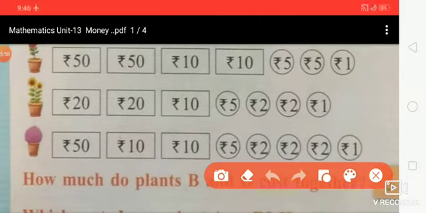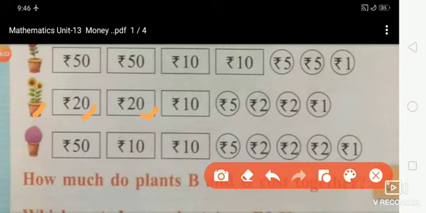Now next, sunflower. 20 rupees note, 20 rupees note and 10 rupees note. That means 20, 20 is 40, plus 10 is 50 rupees. Okay, 5 rupees coin, 2 rupees coin, 2 rupees coin and 1 rupee coin. 5 to 7, 7 to 9, 9 and 1 is 10. Okay, that means 60 rupees. Now next, marigold: 50 rupees note, 10 rupees note, 10 rupees note. After that the circle: 5 rupees coin, 2 rupees coins and 1 rupee coin.